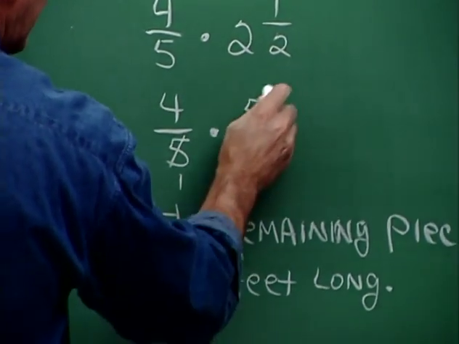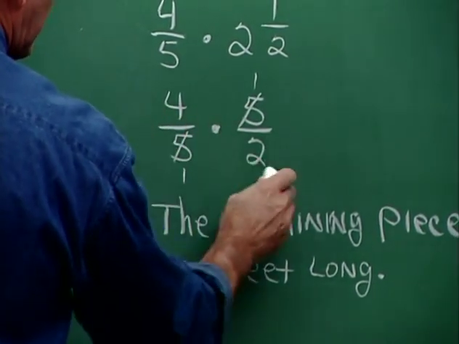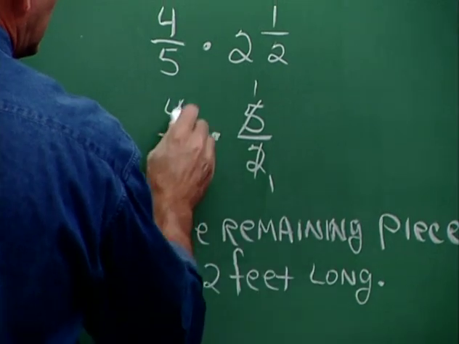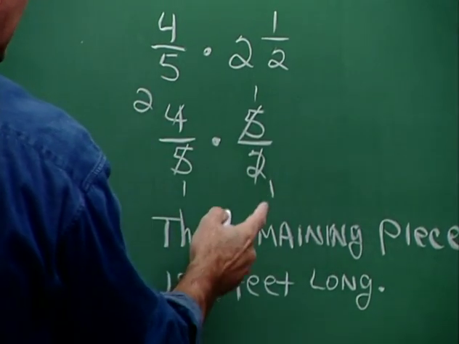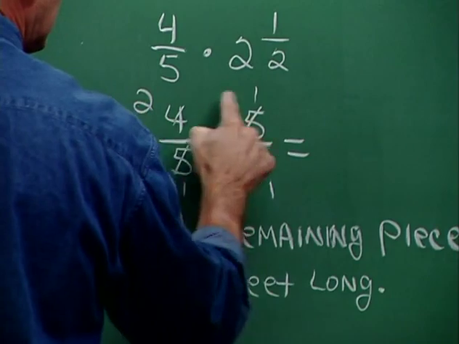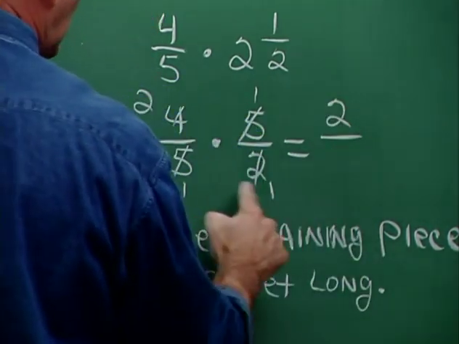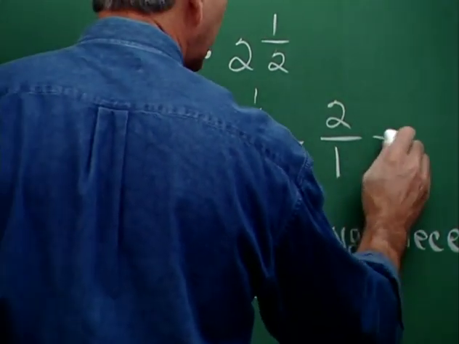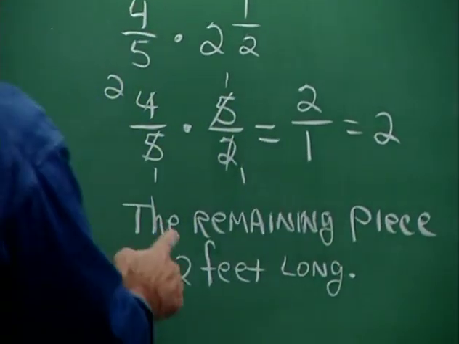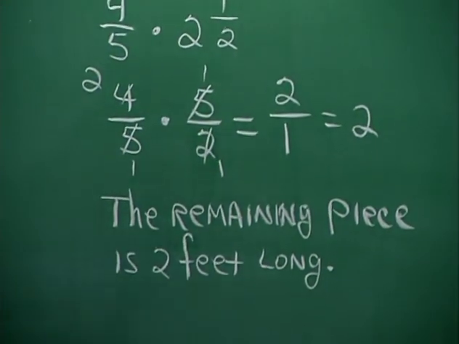5 and a 5, 1. 5 and a 5, 1. The 2 and the 4 cancel. 2 and 2, 1. 2 and a 4, 2. Multiplying straight across, we have 2 times 1, 2 for the numerator, 1 times 1, 1 for the denominator. 2 over 1 is 2. So the remaining piece is 2 feet long.